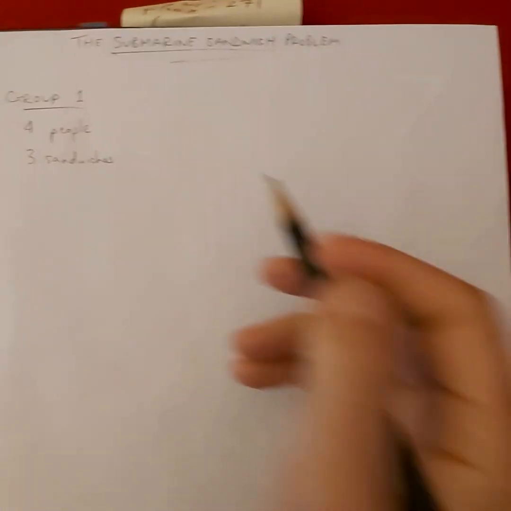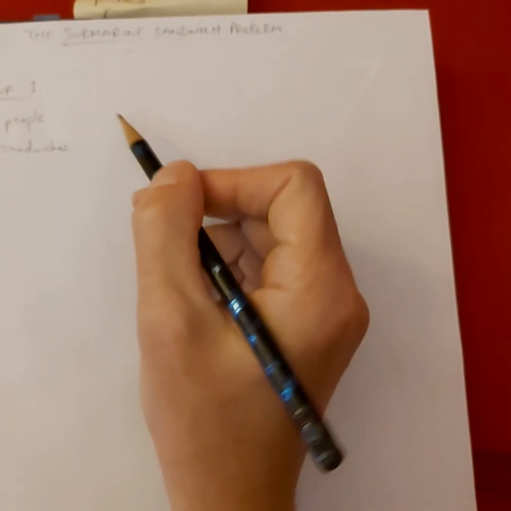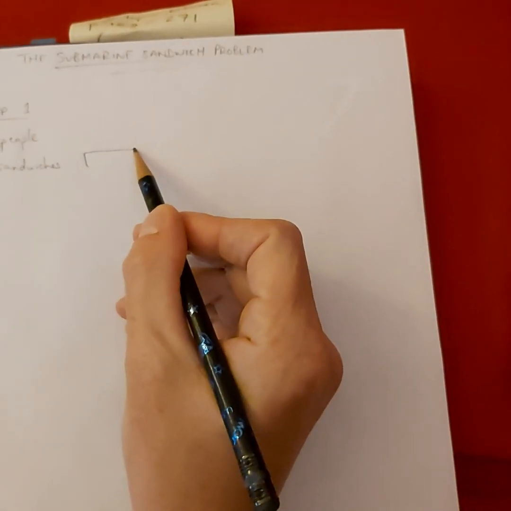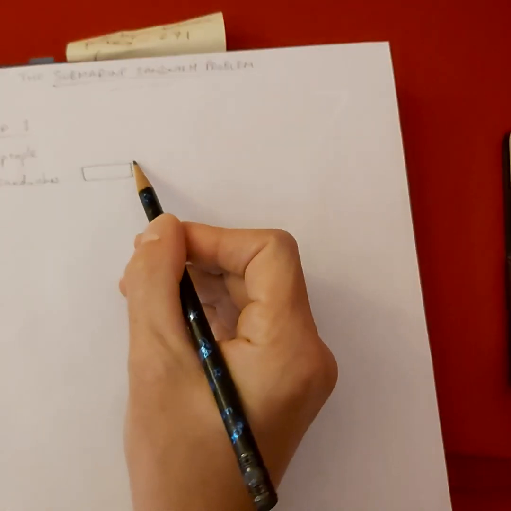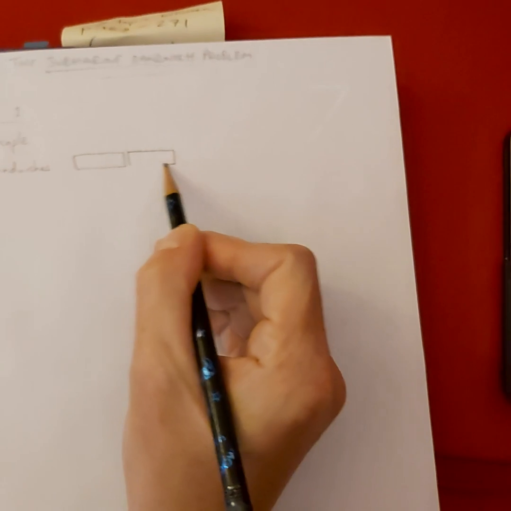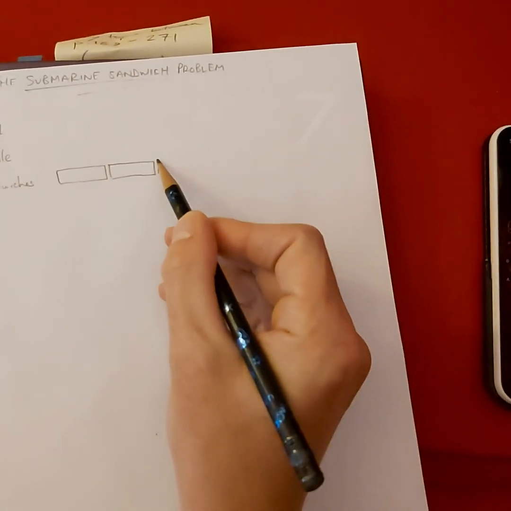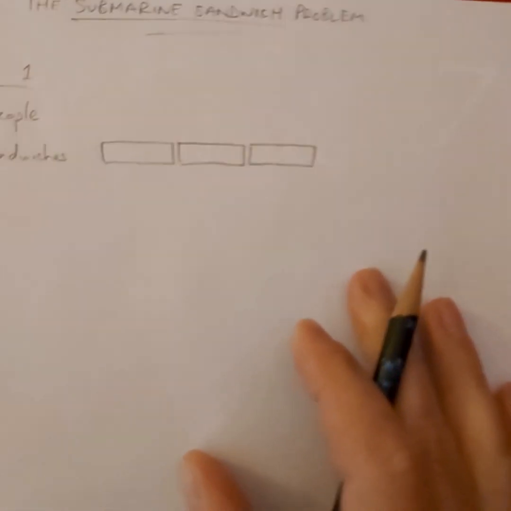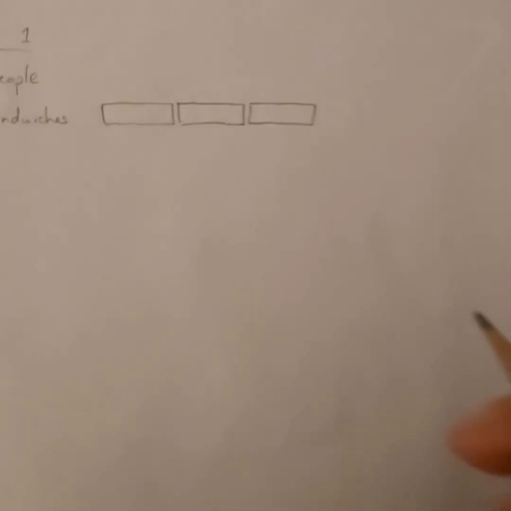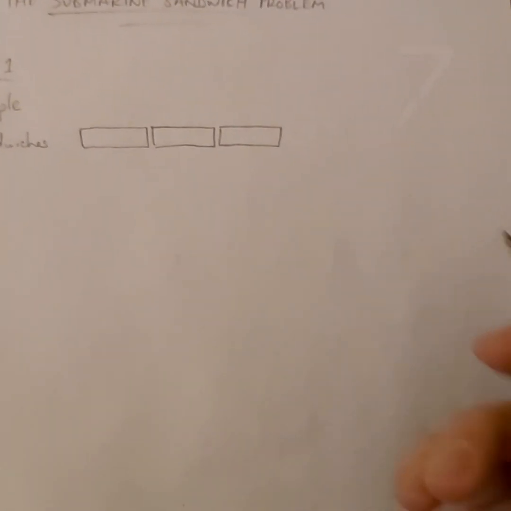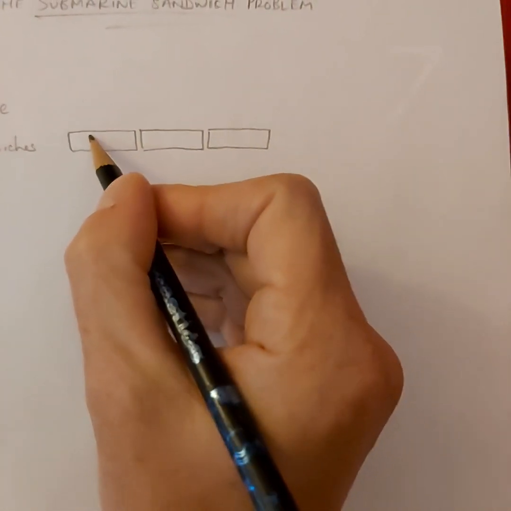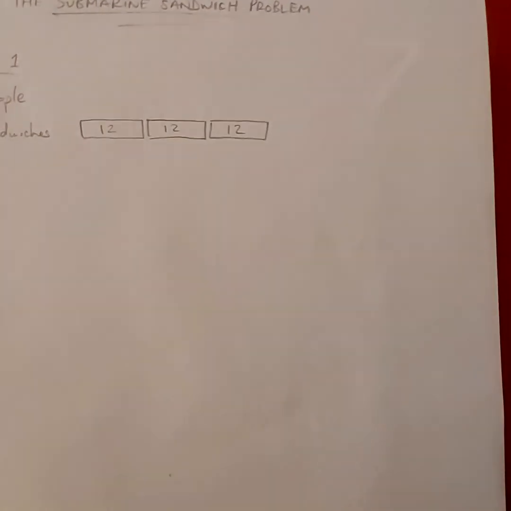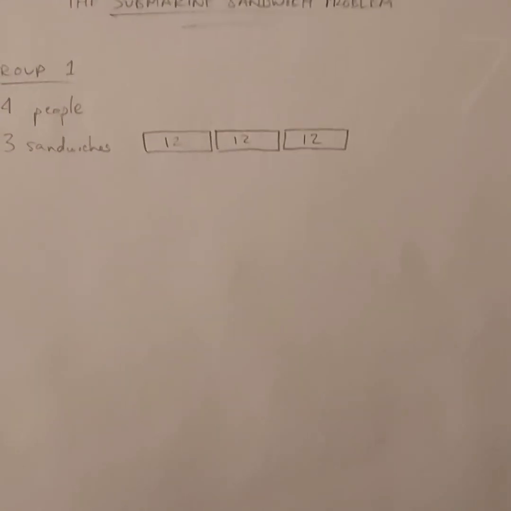So if we look at this first one, I'm going to start with the sandwiches. And I'm just going to do a diagram first. This is obviously not to scale, but I'm trying to at least draw 3 different sandwiches. No sandwich in the world really looks like that, but hey, I'm trying. And I'm going to assume now that each sandwich is 12 inches long. If I got a foot long from Subway, it would be 12 inches long.